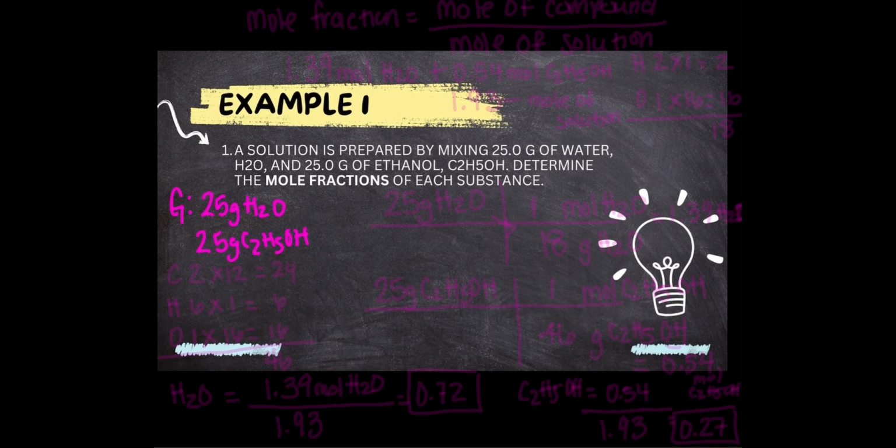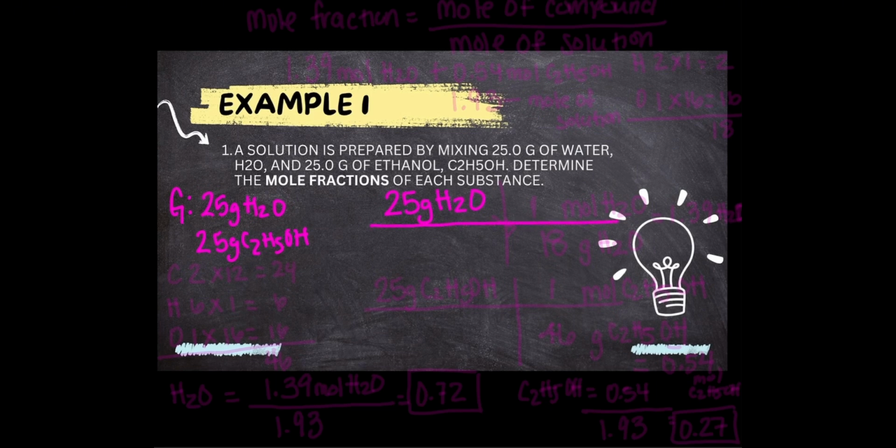Now you want to pay attention here, because not every problem is going to ask you to find the mole fraction of each substance. If you do that, that's fine. However, you don't want to do more work than you have to. Since we're finding the mole fractions and our given is in grams, we want to immediately convert our grams to moles, because I'm trying to find the mole fraction.